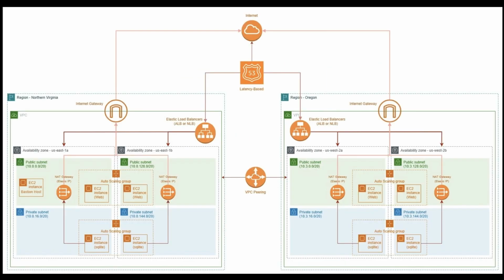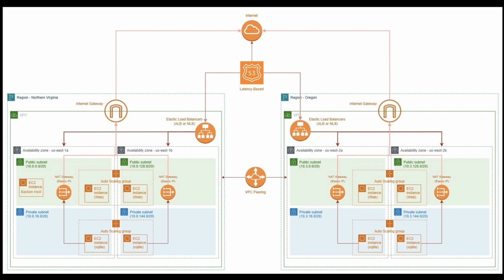For this project, we have selected two regions, Northern Virginia and Oregon. In each region, a virtualized private cloud is set up with two availability zones, each containing a public and a private subnet. The public subnets host front-end instances running a web app's HTML and JavaScript code, while the private subnets house backend instances using a SQLite database.